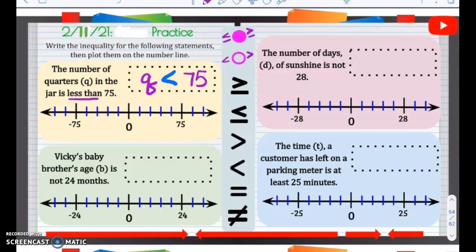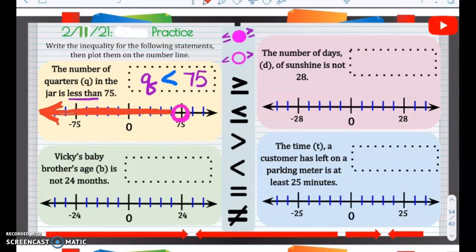Look at this. We have an open circle here. So we are going to use our 75. We're going to have an open circle on 75, and Q is going to be less than that, so we are going to shade to the left. You're actually going to want to take one of these bigger arrows and shade to the left because there's fewer than 75 quarters in the jar. So it can be any number less than 75.